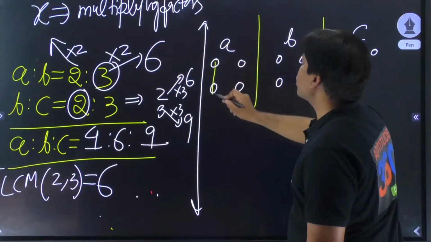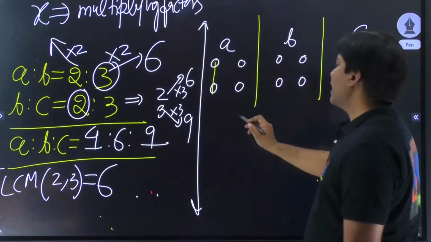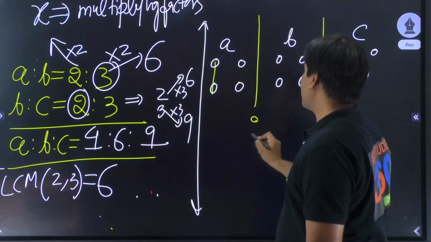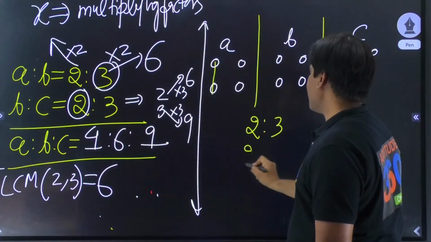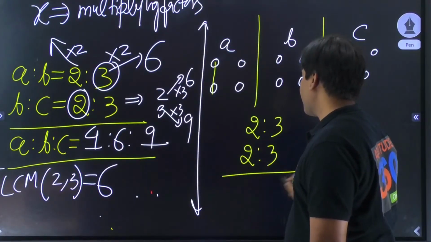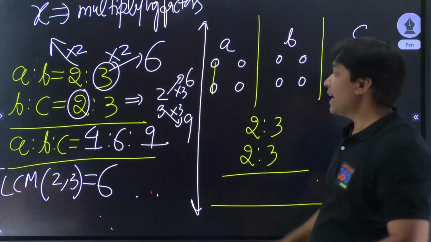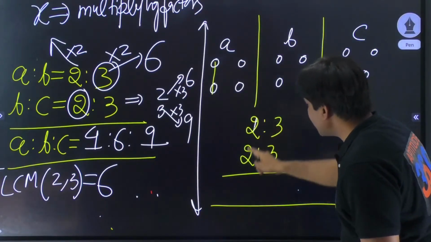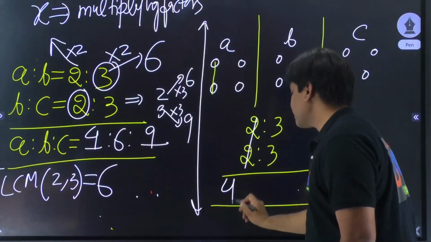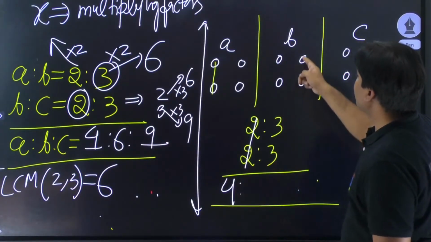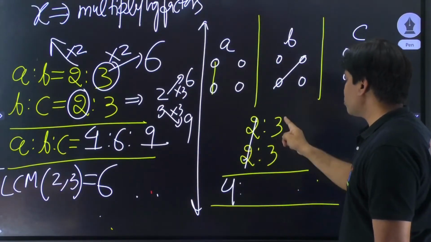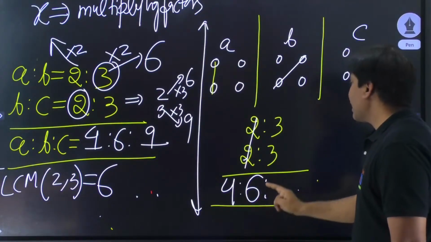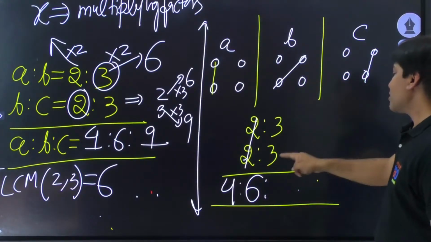If A is going to be this into this, which is what? A है हमारे पास क्या? 2 is to 3 and this is 2 is to 3. So how do I find out the value of A? A is going to be product of these two values, which is 4. What is going to be the value of B? This, which is 2 into 3, which is 6. And what is the value of C, which is 3 into 3, 9.